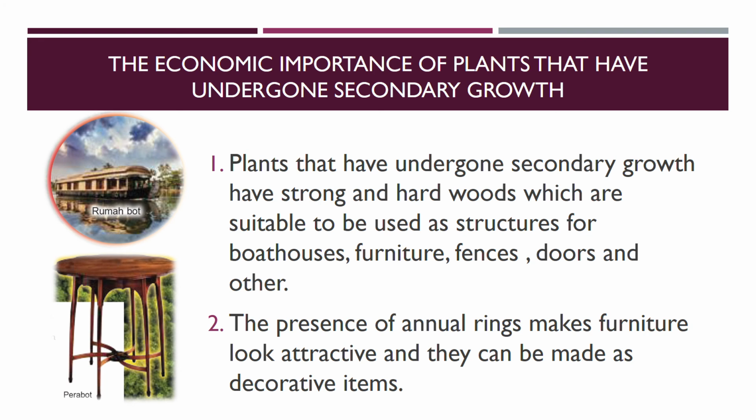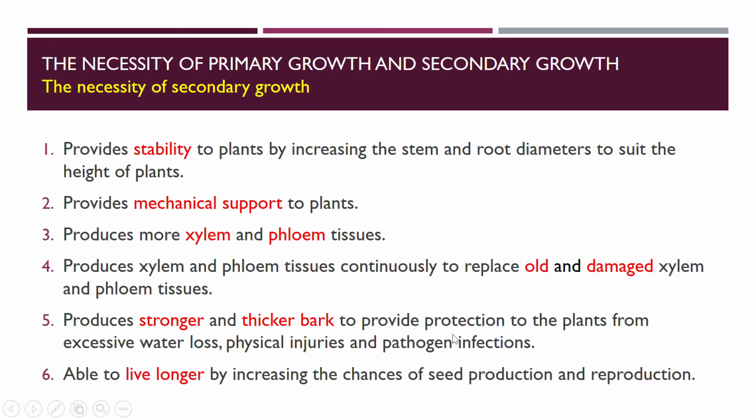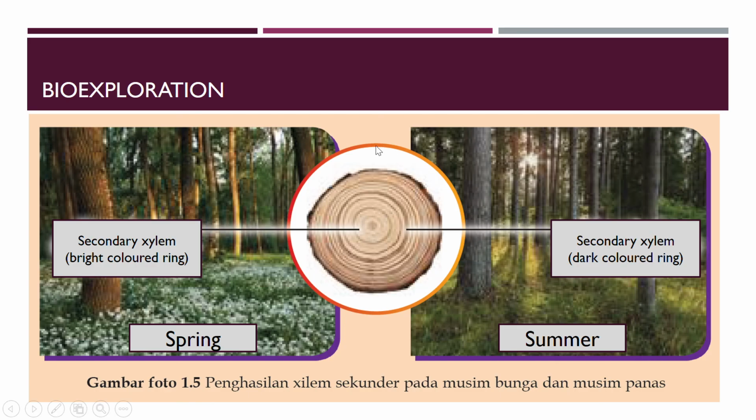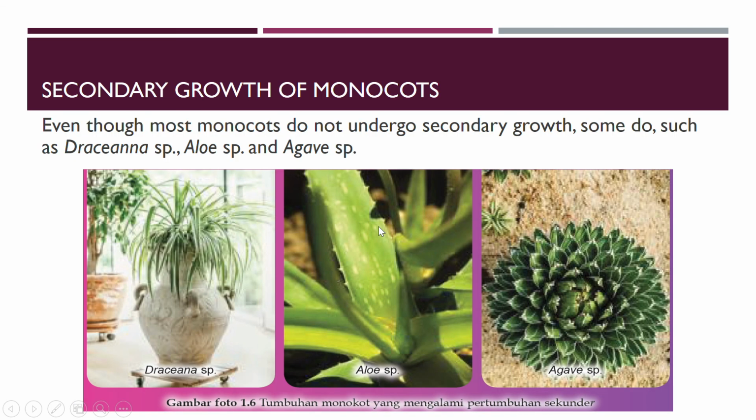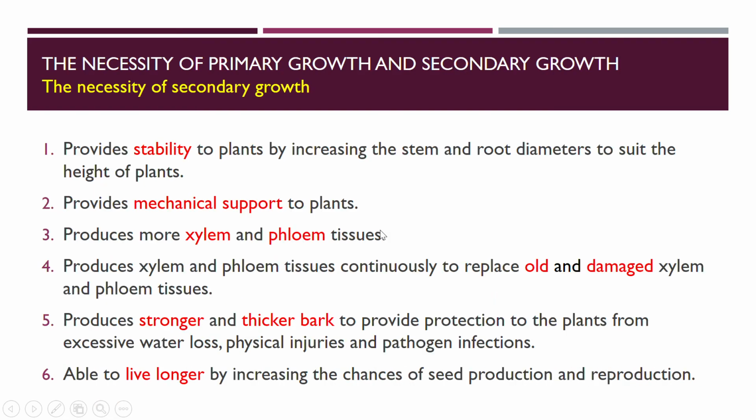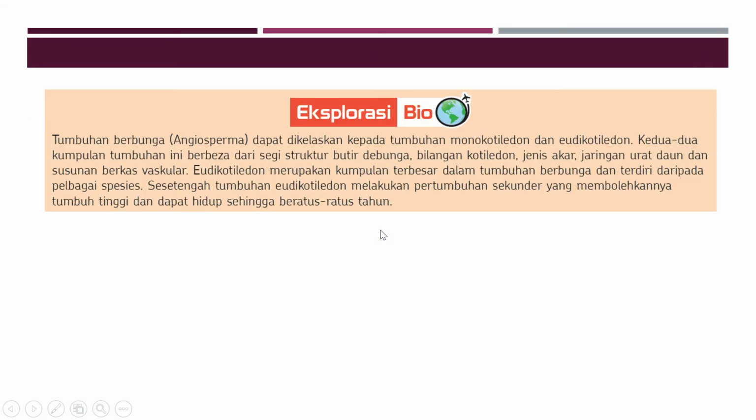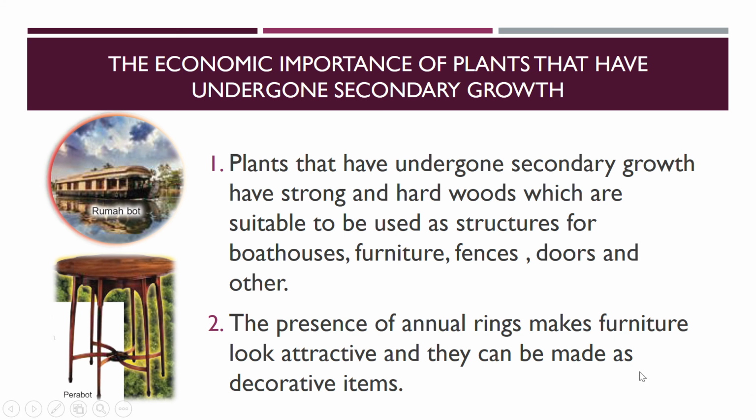Economic importance. Okay, yang itu kita panggil annual rings ya. The one just now that you see. Annual gelang tahun. Tahunan berapa tahun sudah pokok ini. So these annual rings sebenarnya texture tu sangat cantik kan? So the presence of annual rings makes furniture look attractive. Okay, they can be made as decorative items.